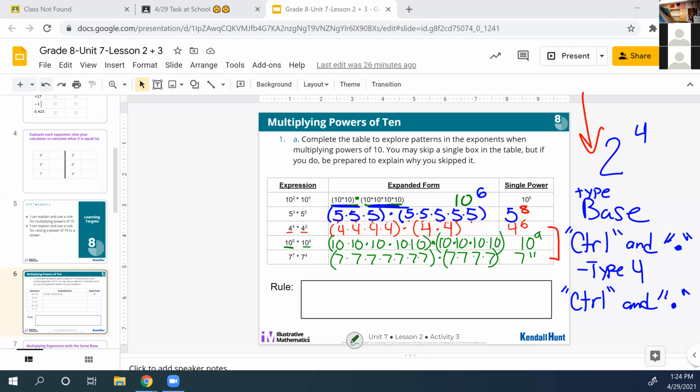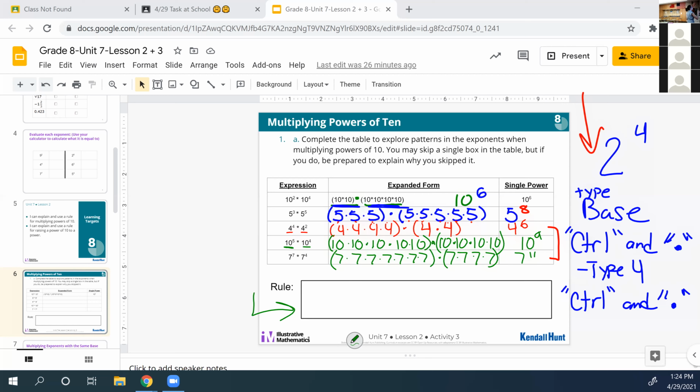I need someone to unmute, and I need someone to tell me, what is the rule when we multiply exponents? What do we get when we rewrite them as a single power? What do we have to do to rewrite them as a single power? You have to multiply them by whatever their exponent said.